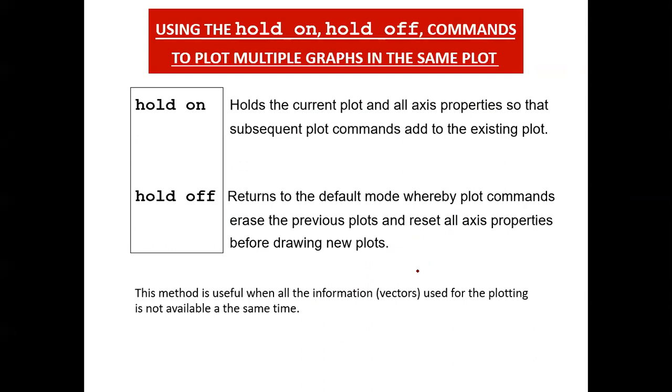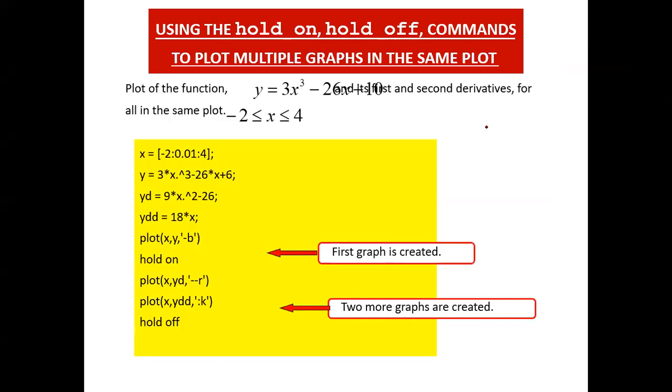Then hold off means we return to the default mode, whereby plot commands erase the previous plots and reset all axis properties before drawing the new plot. We will show how hold on differs from hold off. Here we have the equation 3x^3 minus 20x plus 10. The derivative is for minus 2 less than x less than 4.